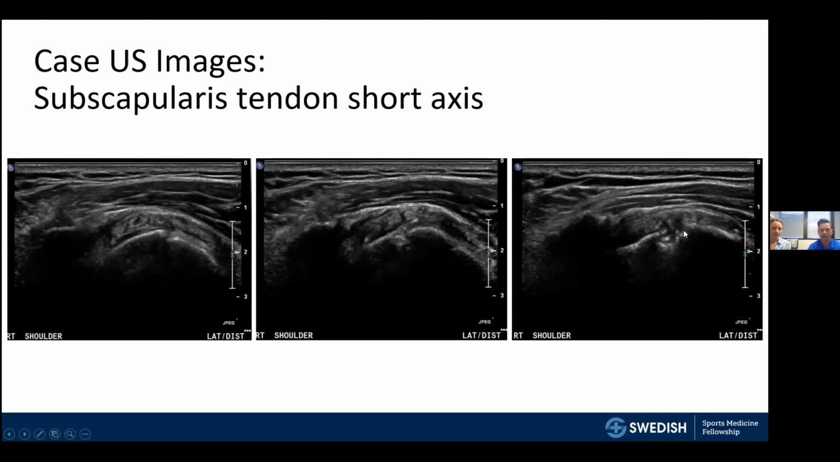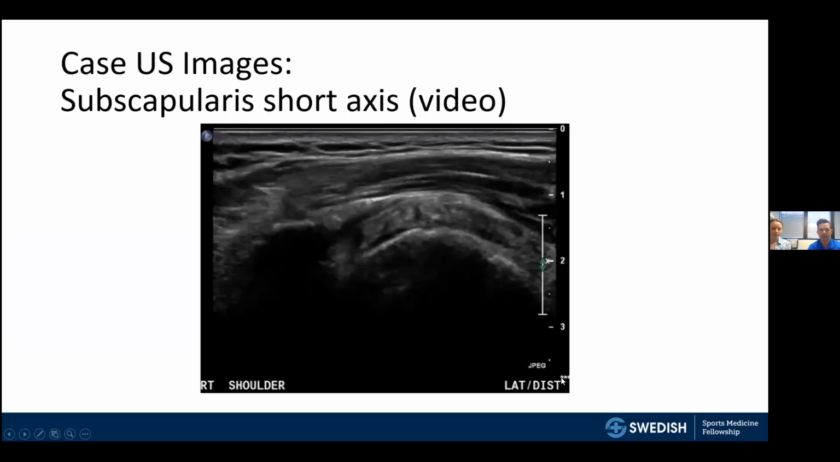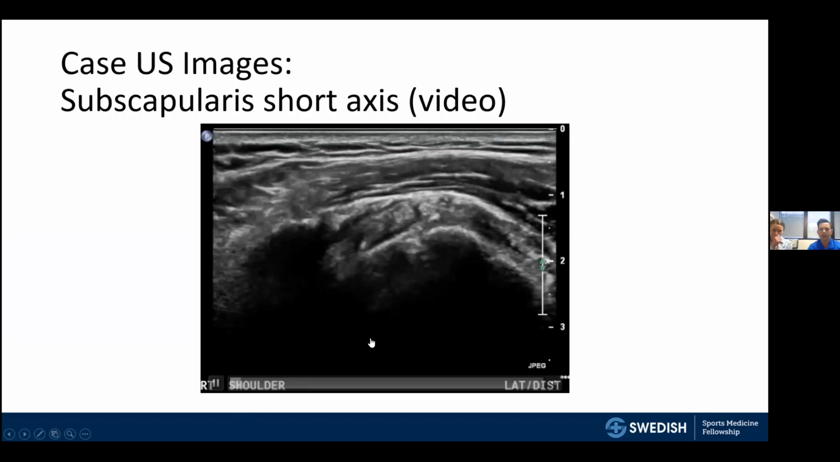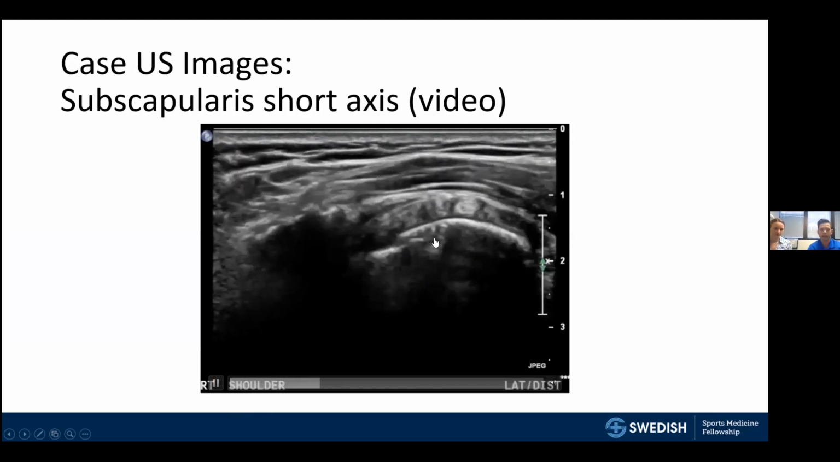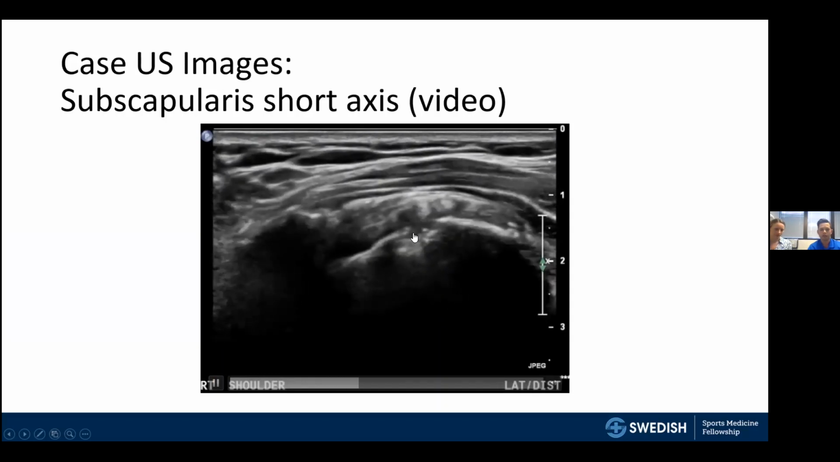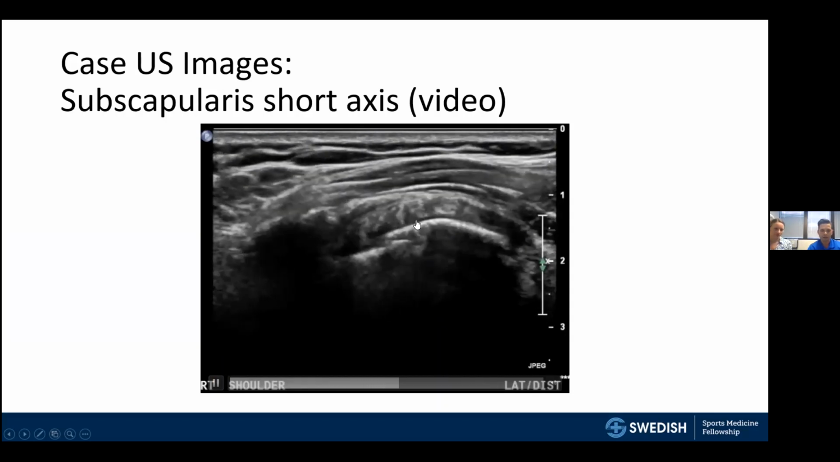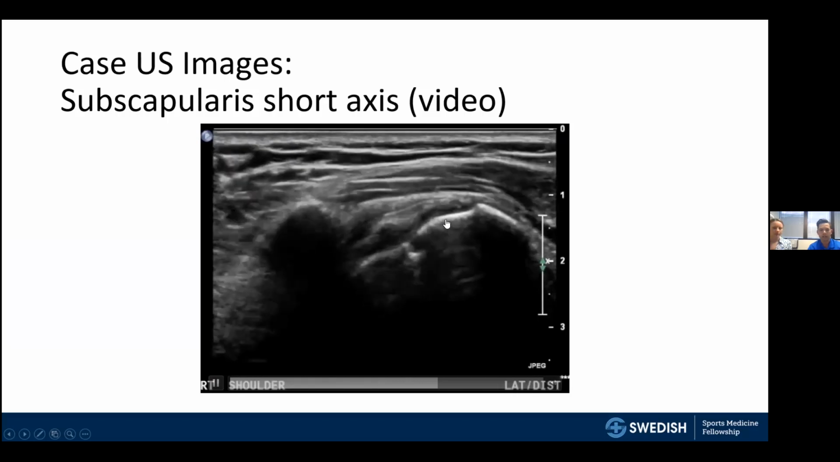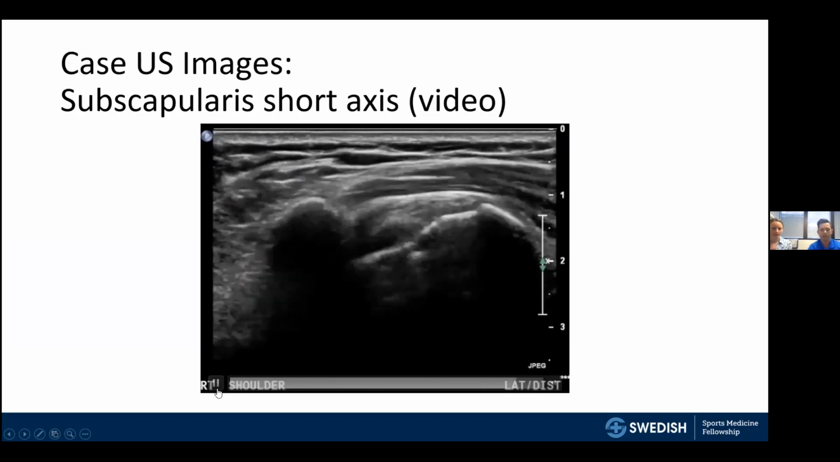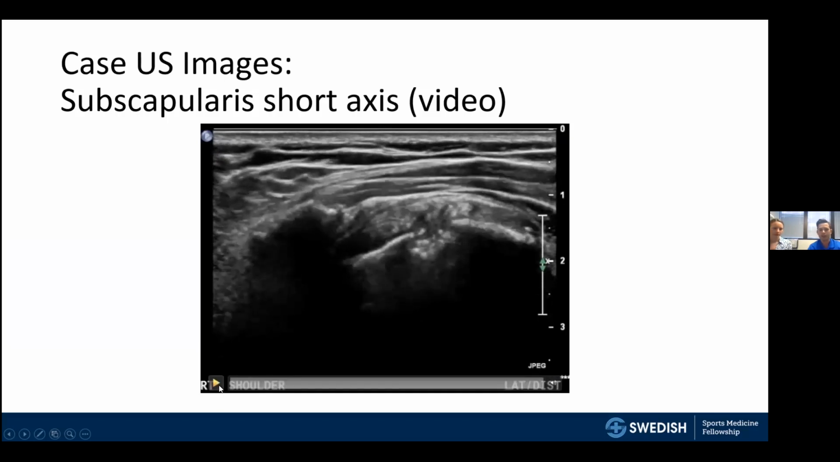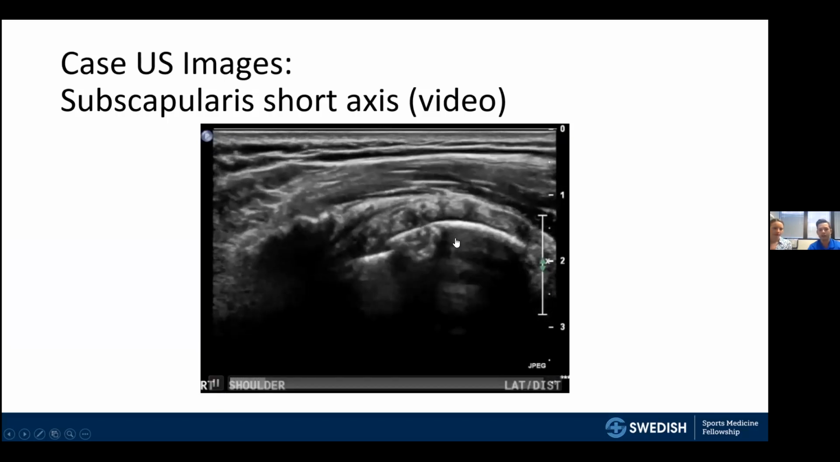And again, as we get over this cortical irregularity that you see on the rightmost picture, there's this focal area of hypoechogenicity. And again, still images are tough to appreciate that. So we'll go to a video. And as I fan through the tendon in short axis, I get over this cortical irregularity, and there's this focal area of hypoechogenicity that's pretty persistent and is consistent with the location of my previous video of the tendon in long axis.